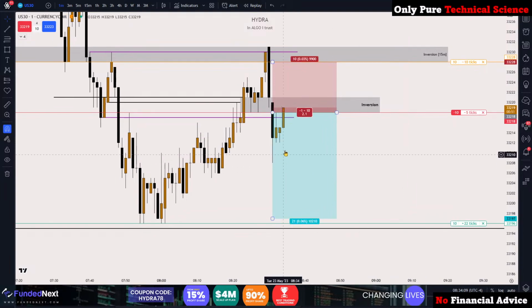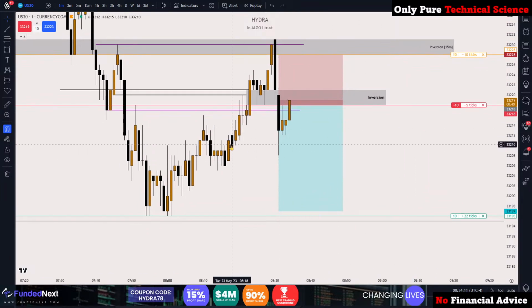So let's see, price wants to respect our analysis. It generated relative equal lows again. Here, these levels are relatively equal, so yeah, let's see what price does.